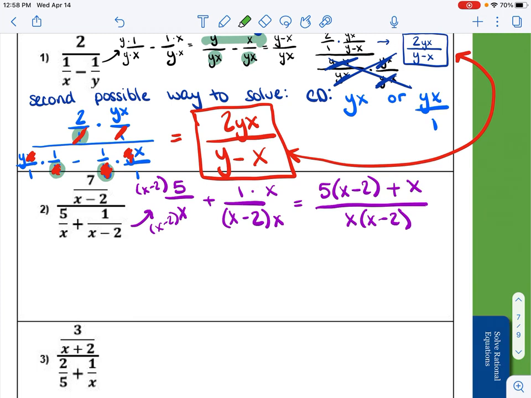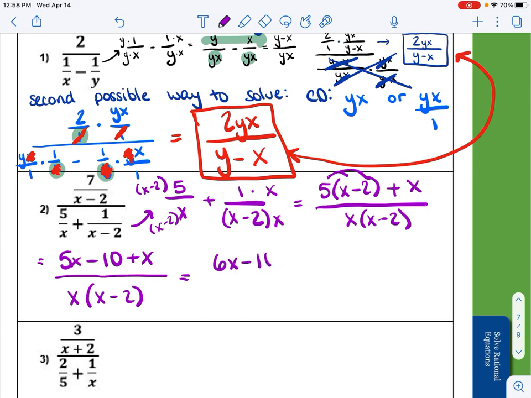So, instead, I'm going to go ahead and distribute this 5 through. I get 5x minus 10 plus x over x minus 2. Okay, so combine like terms in the numerator, we get 6x minus 10 over x times x minus 2.